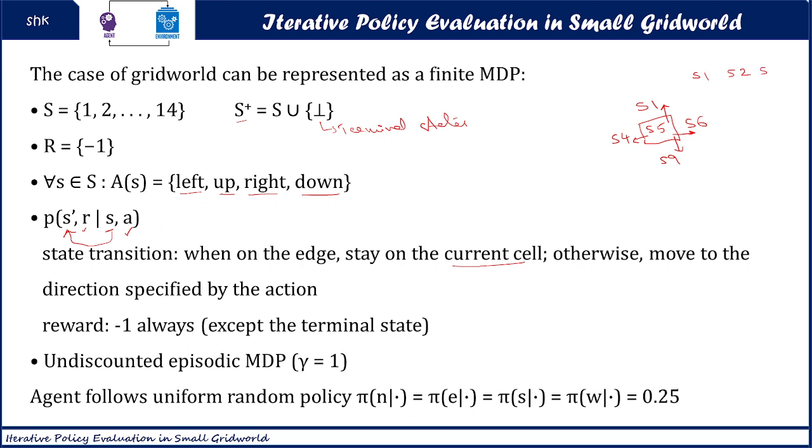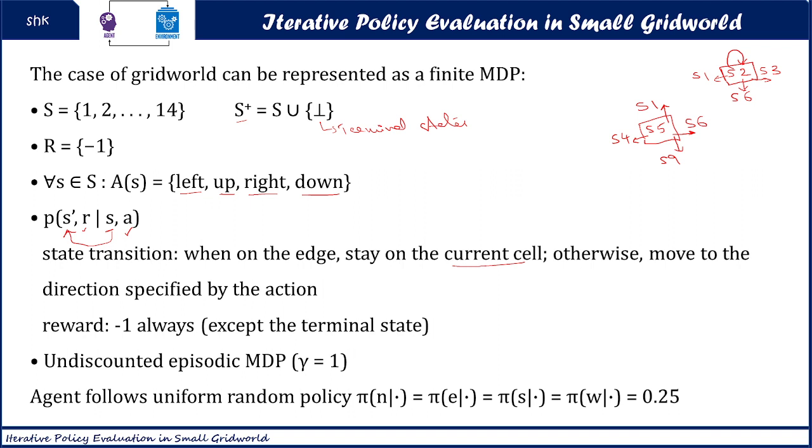Suppose we have the S2 state. For S2 state, on the left hand side we have S1 state, on the right hand side we have S3 state, and on the downside we have S6 state. So if the current state is S2, for left we have the transition to S1, for right we have the transition to S3, for down we have S6, but for upward we don't have any state defined here, so this will fall to the same state transition.